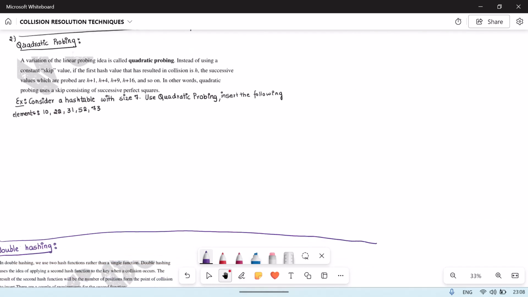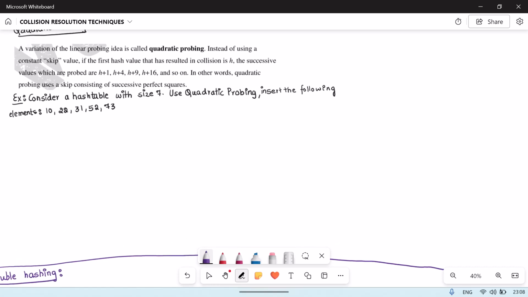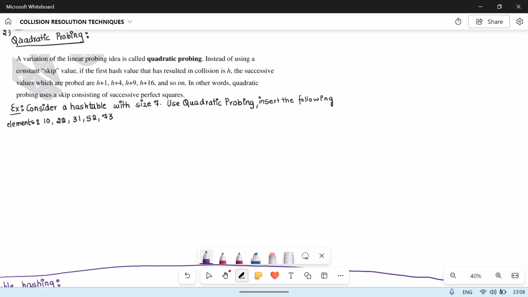The next method is quadratic probing. This is also a very interesting variation of linear probing. See, in linear probing, if a position is filled, we find the next position, right? Here, what happens is, instead of that, if 1 was filled, then we will check whether 2 is, if it is like this, okay?